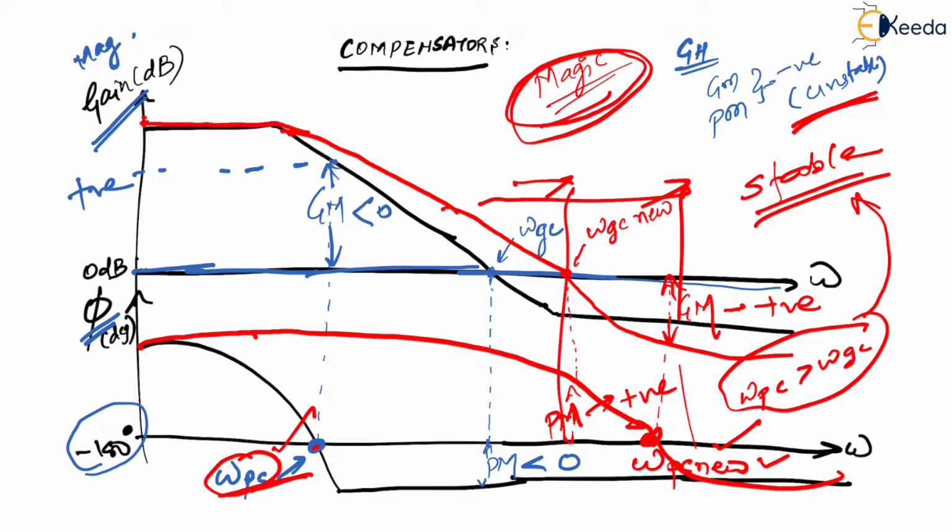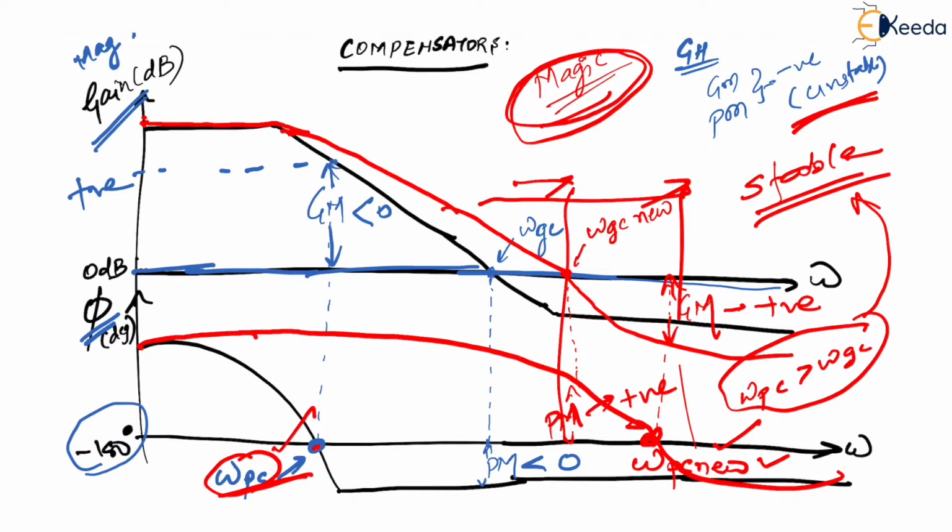We have seen that, right? So the moral of the story is what? Compensator means I have to add some phase or remove some phase from the system, because if you check out now here, what has been done?